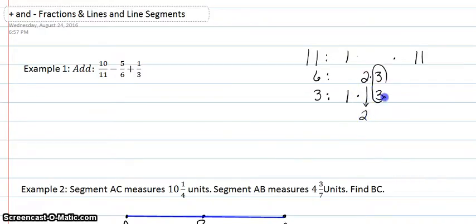And I've got these 3's here. I'm going to just bring down 1, 3. And then I need to bring down my 11. And then I'll just multiply those straight across. So that's 66. So my common denominator would be 66.